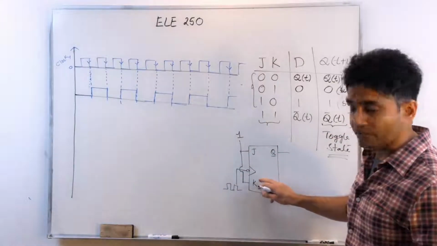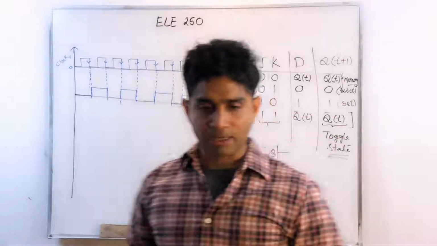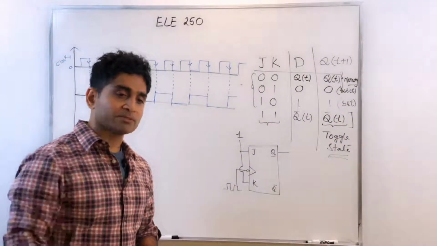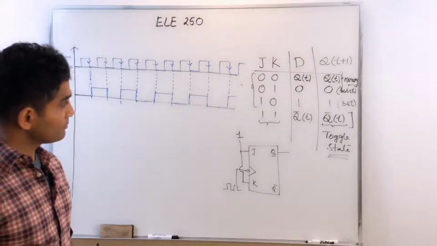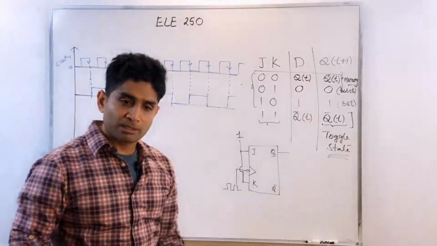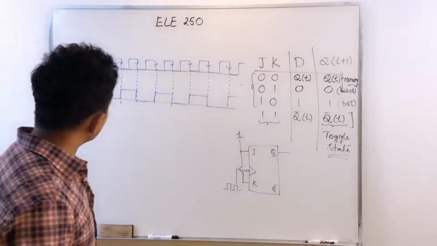So now I have obtained the toggle state for the JK flip-flop. When I place J and K inputs tied at 1 and apply the clock, my output toggles every clock cycle. Every new active edge, my output becomes the opposite, or the complement, of the previous output. Okay. So what are the uses of this?